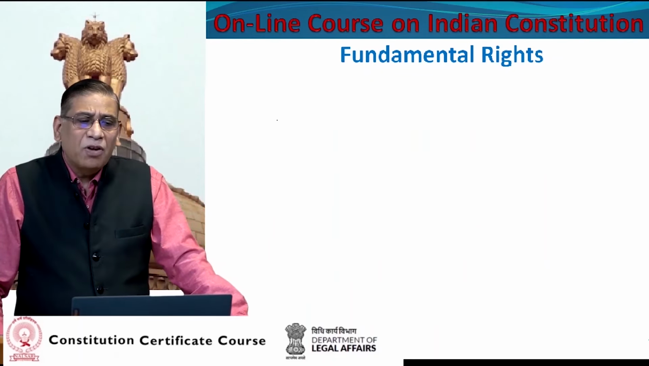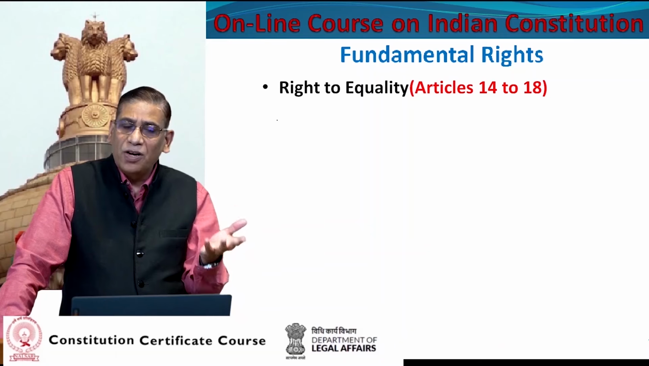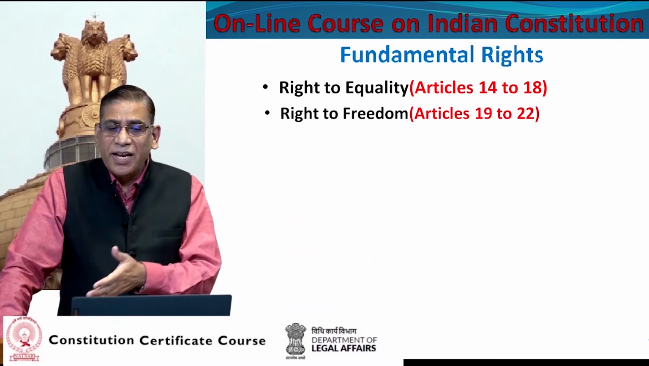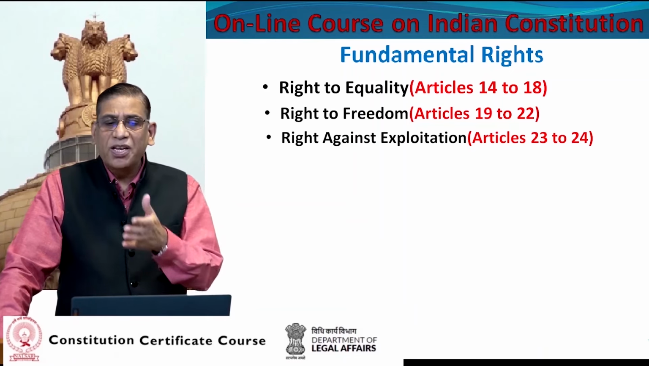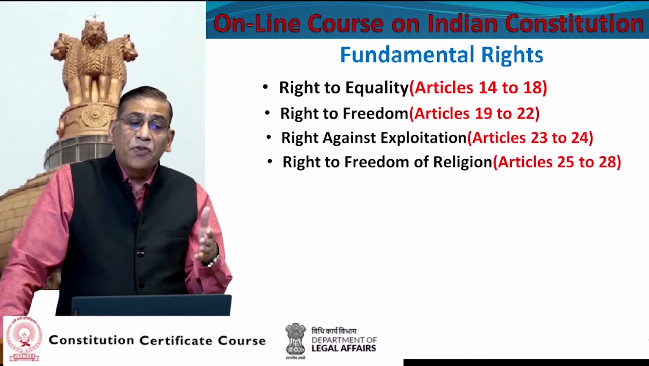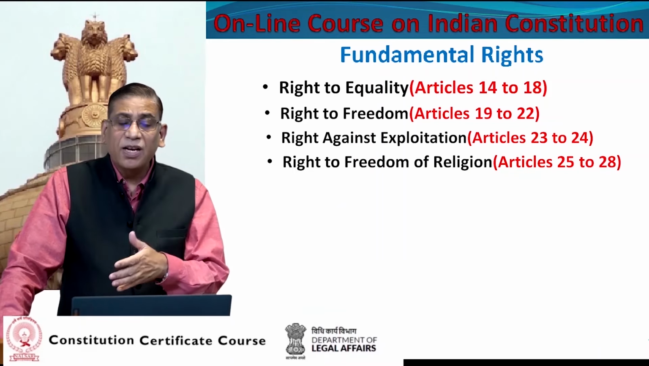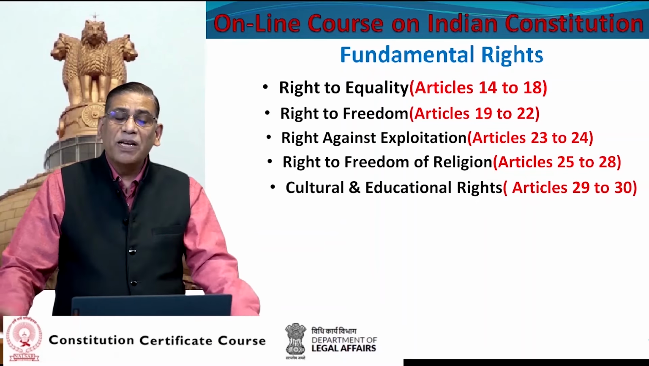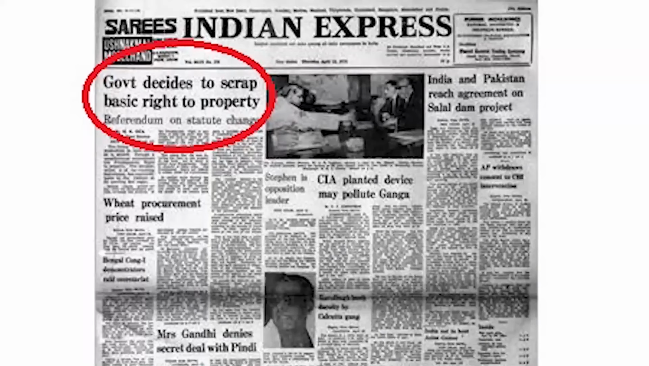Let us see what are our fundamental rights. So you have right to equality from Article 14 to 18, right to freedom from Articles 19 to 22, right against exploitation, Article 23 and 24, right to freedom of religion, Articles 25 to 28, cultural and educational rights, Article 29 and 30. By the 44th Amendment in 1978, right to property was deleted as a fundamental right.